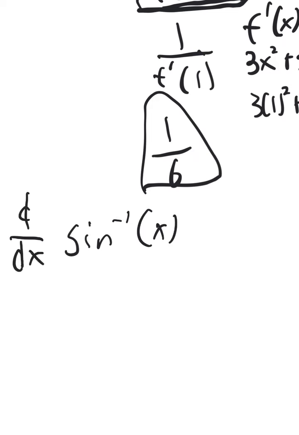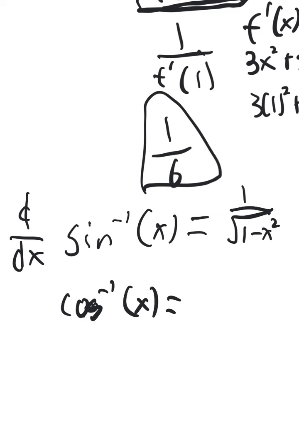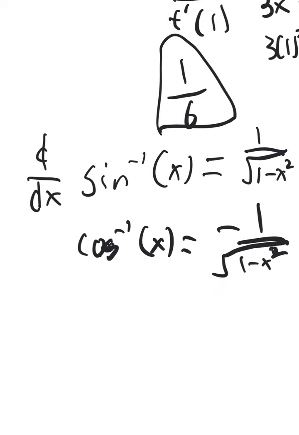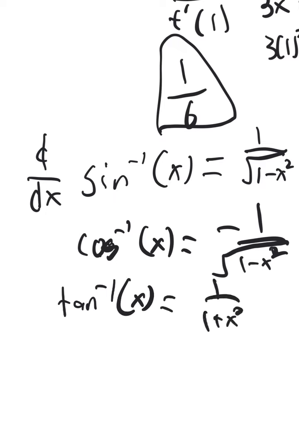My teacher didn't teach them, but if you think it's important to understand these, then you should copy these down into your notes. So the derivative of inverse sine is 1 over the square root of 1 minus x squared. The derivative of cosine negative 1 is negative 1 over the square root of 1 minus x squared. And then tangent negative 1 is 1 over 1 plus x squared, without a square root.